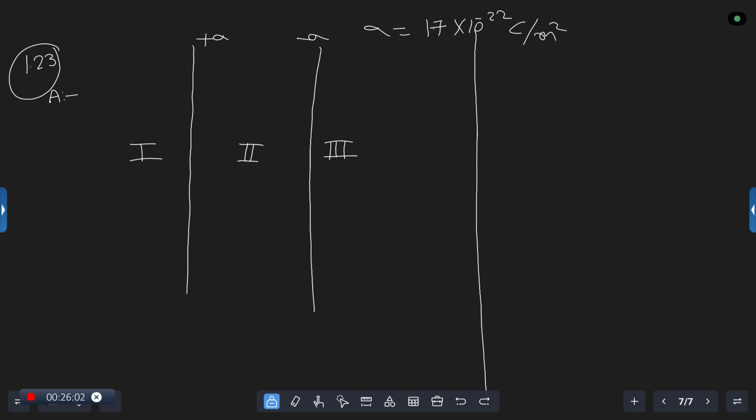Now you have to find out the electric field. What is the E? This concept is very important. All of you listen about electric field due to the plus sigma. Electric field starts from positive charge or negative charge? Starts from the positive charge, and it ends at the negative charge. Towards the negative charge.